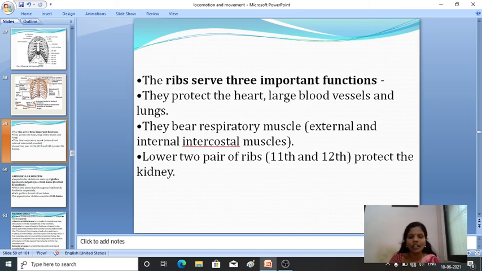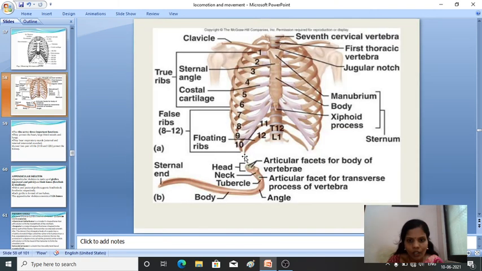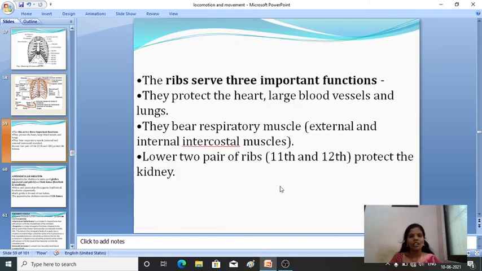External and internal intercostal muscles are there. Then the lower two pairs of ribs, that is the 11th and 12th, protect the kidney. Those lower ribs, these 11th and 12th, will protect the kidney. Fine. So these are the important functions of ribs.